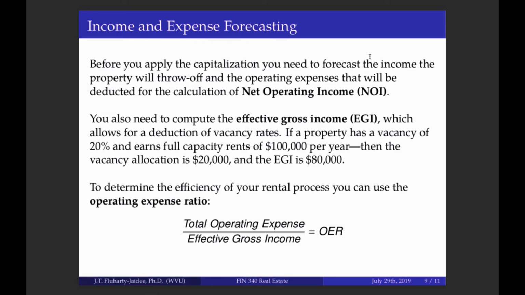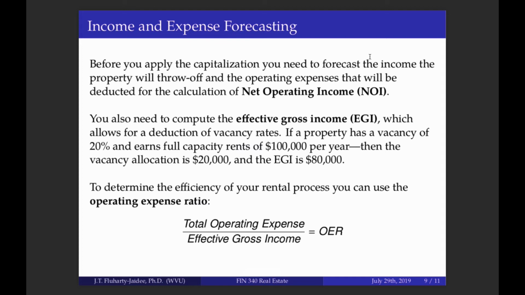So how do we do this income method? Well, first you need to be able to get the income, and there are a few ratios you need to be aware of in calculating this income. The whole idea is to get the net operating income for the property, and the way you do that is you get the rents subtracted by the operating expense.